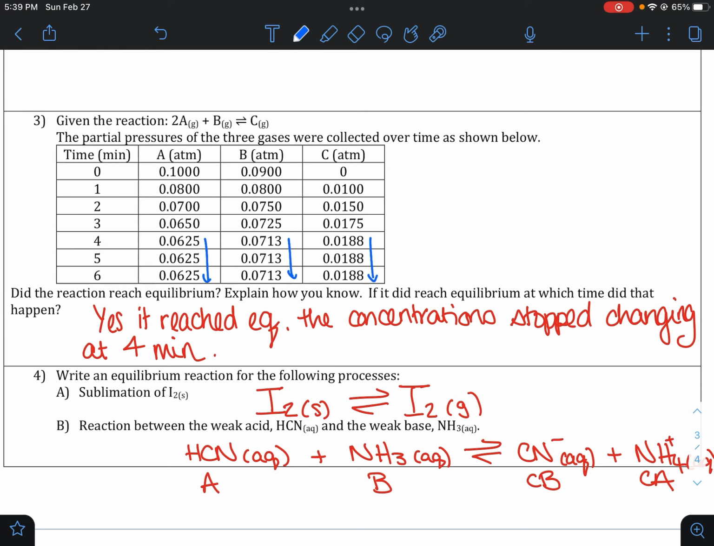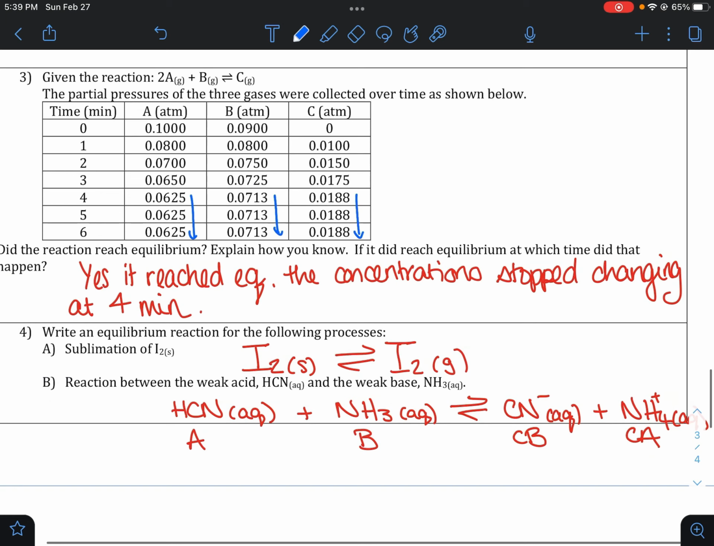Write an equilibrium reaction for the following processes. Tying back into earlier units, we've got to remember how to write balanced chemical equations. We also have to remember, for example, what sublimation is. That is a change of matter going from a solid to a gas, or a gas to a solid. So I2 solid, equilibrium arrows, I2 gas.